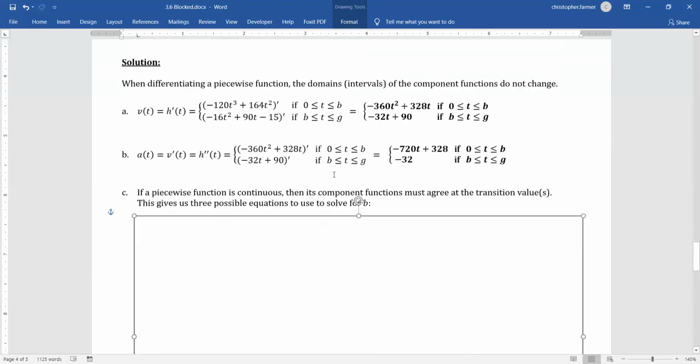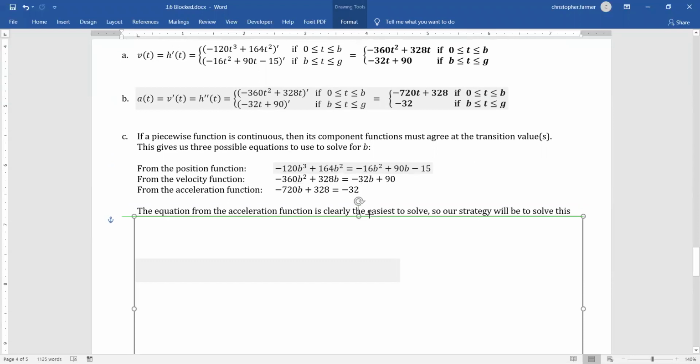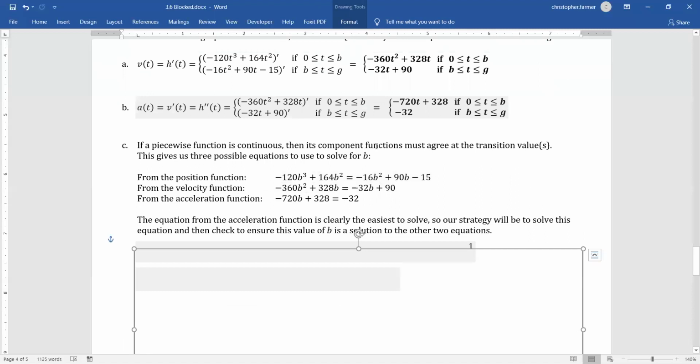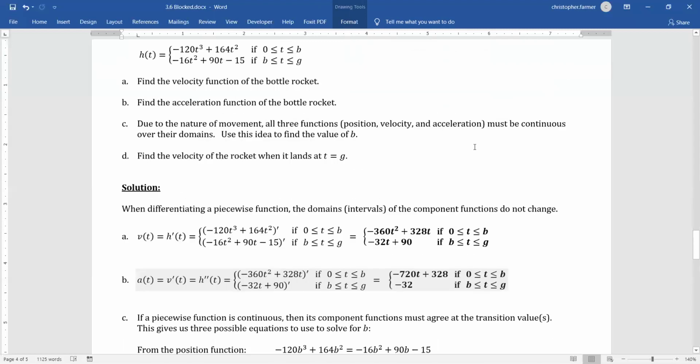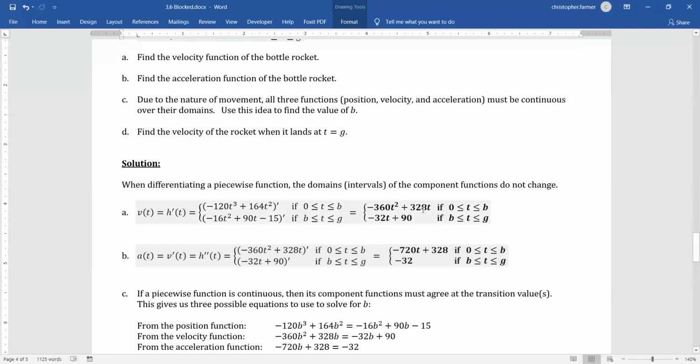Same thing with acceleration. So all we're going to do here is remind ourselves, it's been a while, that if you're talking about a piecewise function being continuous, that means its individual component functions have to be the same at the transition values. So when I evaluate this first expression at B, I better get the exact same value as when I evaluate the second expression at B. And the same thing is true for the velocity and the acceleration functions.